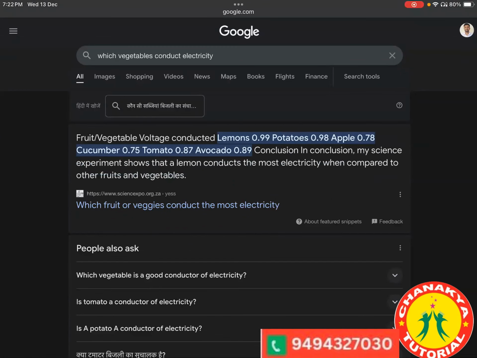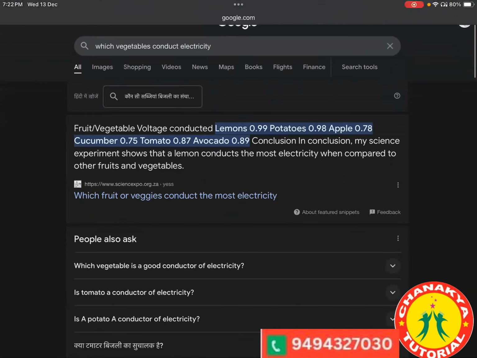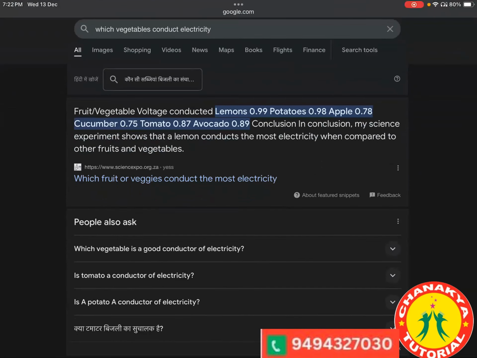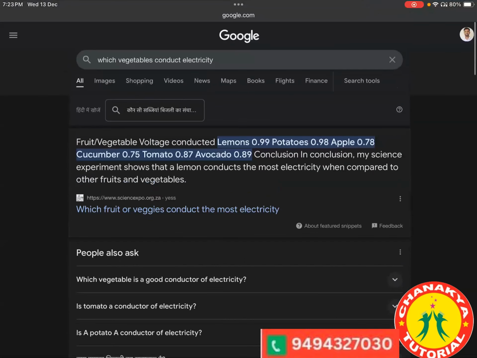Why are we measuring it in terms of voltage? Can anyone tell? To understand how much it conducts. Very good. Okay, and we can search for other vegetables also that do not conduct.